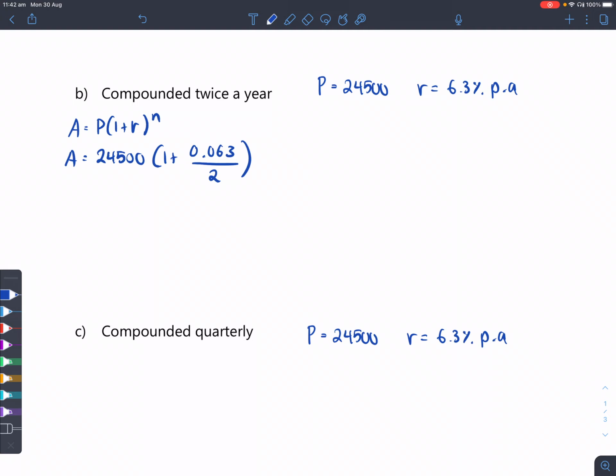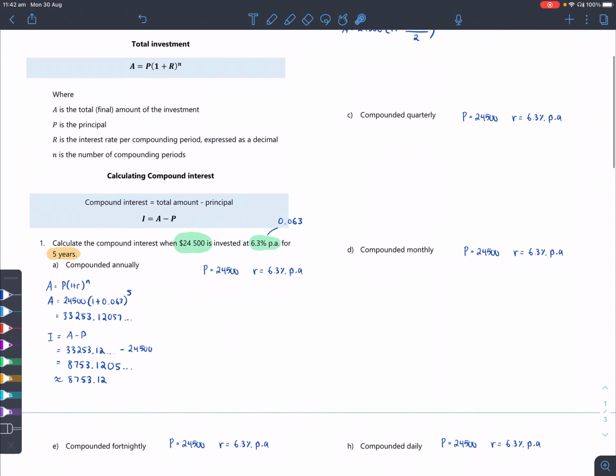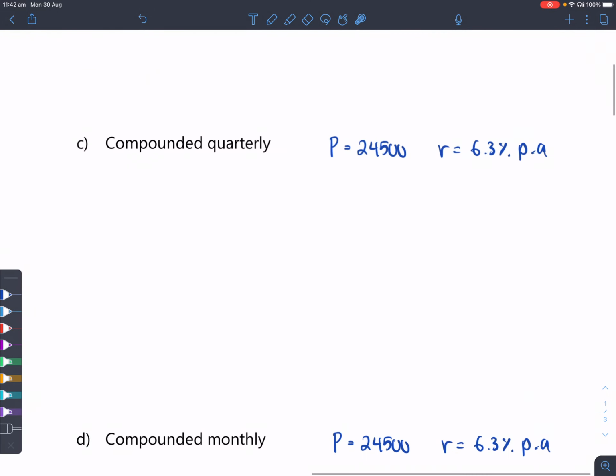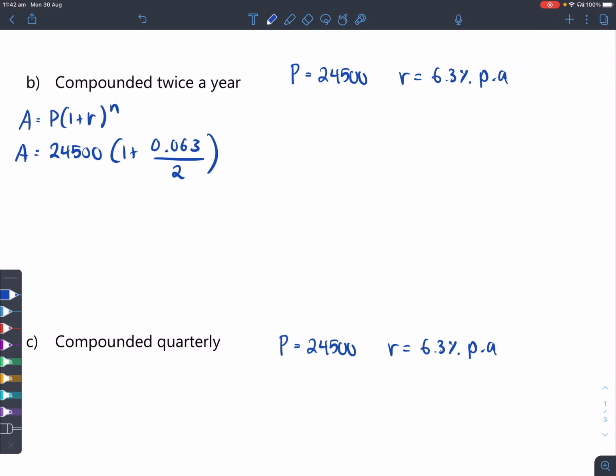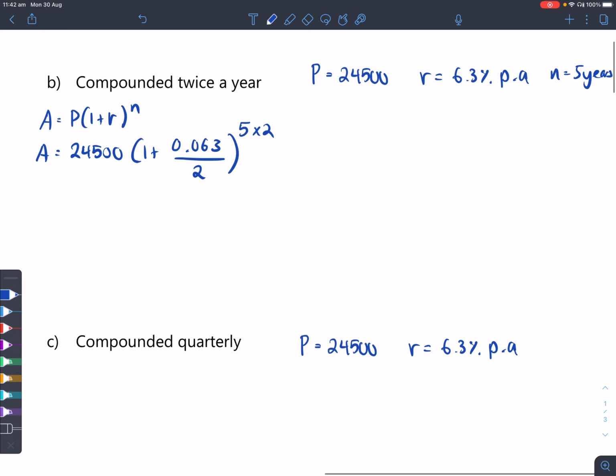That will be to the power of now N. Now N here has to follow the exact same duration as this. So this is half yearly. How many half years are there in 5 years? So we've got 5 years in total. I'm just going to write that here. N equals 5 years. So how many halves of a year fit into 5 years? That will be 10. And it's the same thing as getting 5 here times by 2.